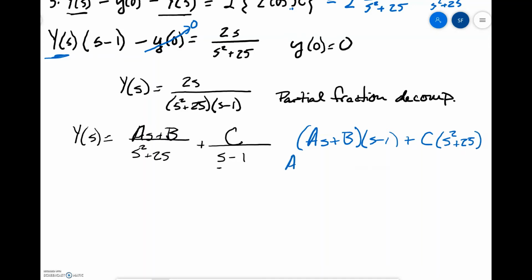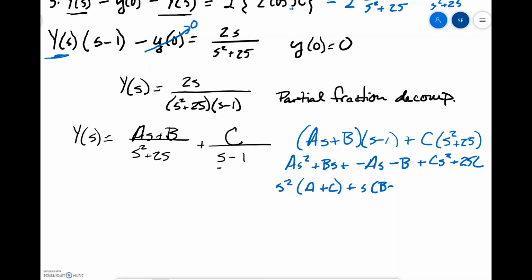Distributing this in, we get a s squared plus bs plus negative as minus b plus cs squared plus 25c. Combining together my s squareds, s squared is a plus c. Combining together my s's, I've got b minus a. And combining together my constants, I've got 25c minus b. And that needs to equal 2s.